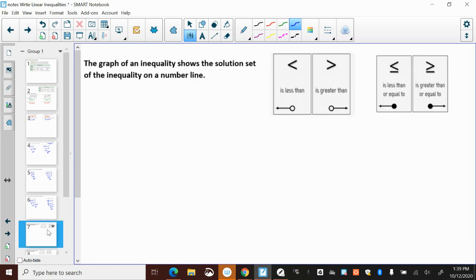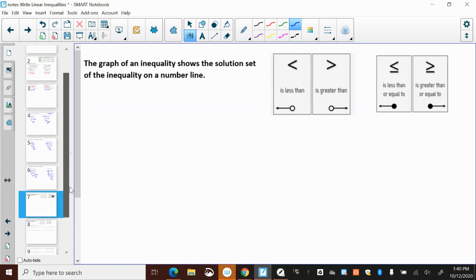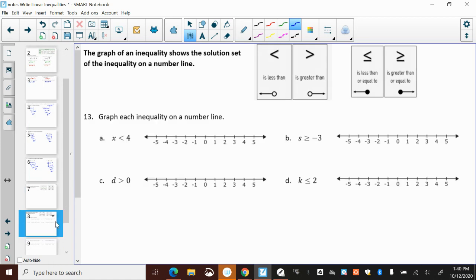All right, we also need to be able to graph these on a number line. If it's less than, we're going to have an open circle because that means it's not including that number. And if it's less than or equal to, it's going to have a closed circle. Less thans are always to the left. Greater thans are always to the right. Let's try out a couple of these. I left the symbols up here for you.